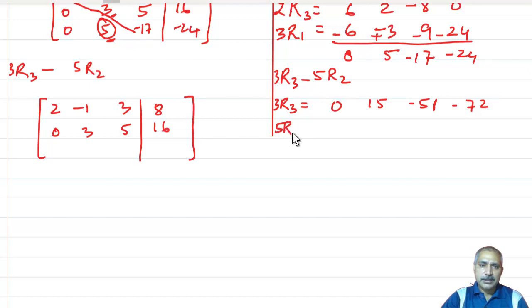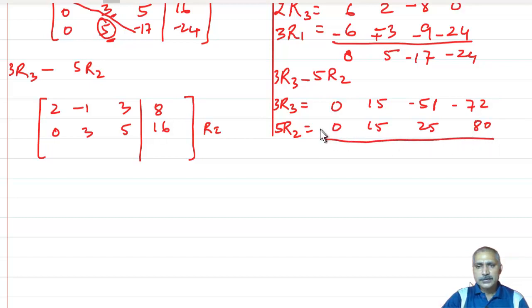5 times R2, now we will be multiplying R2 by 5. 5 zeros are 0, 3 5s are 15, 5 5s are 25 and 16 5s are 80. We have to subtract, so the sign will change.